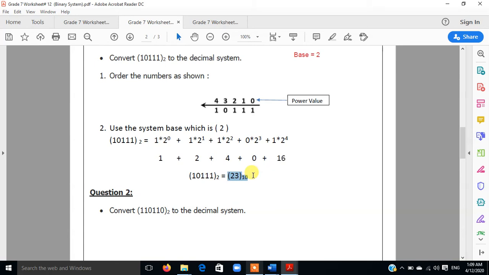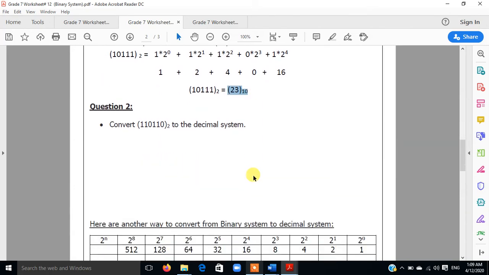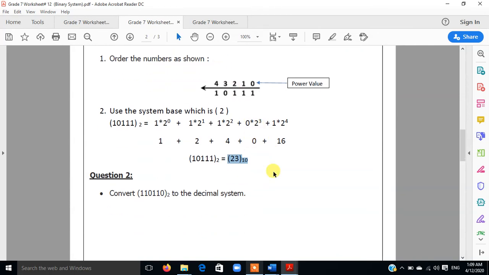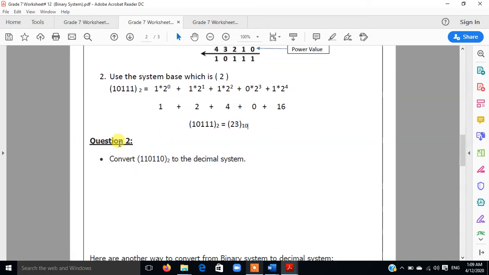It's very important to write the subscripts 2 and 10 here using the numbers, because it's very important to tell the difference between which one is the decimal number and which one is the binary number. This is example number 1, and you are going to solve example number 2 by yourself. So you are going to list the number as it is, and you are going to find the results here.